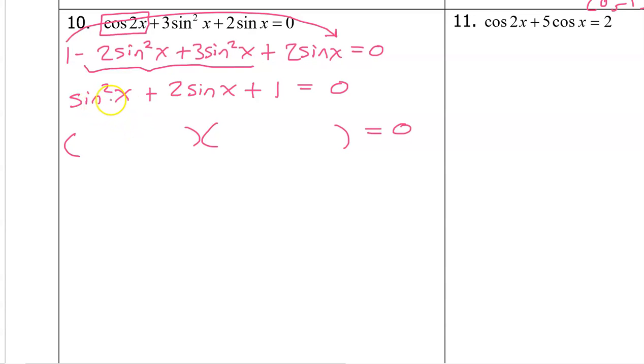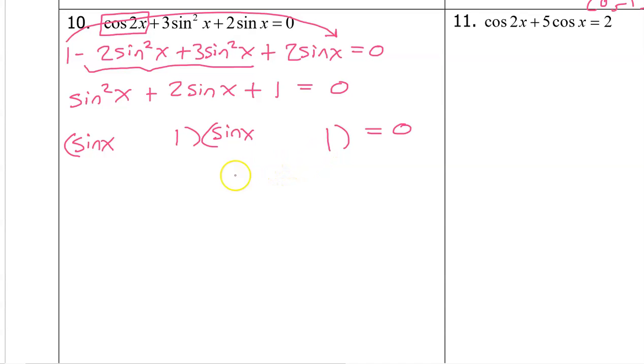Looking at the first term, sine squared x will only factor as sine x times sine x. Split that up. Now I'm going to skip the middle for now. Look at the third term. The number 1 can only factor as 1 times 1. That makes this very easy.